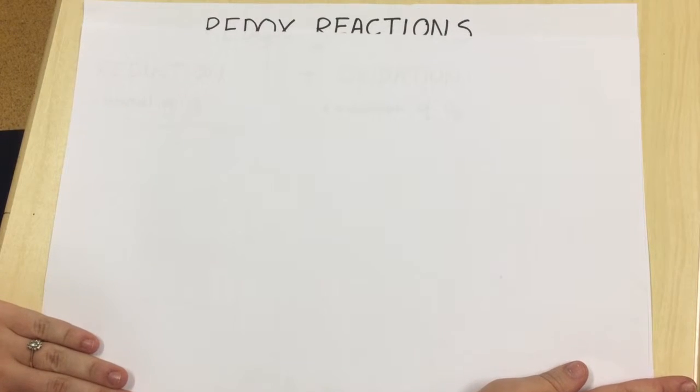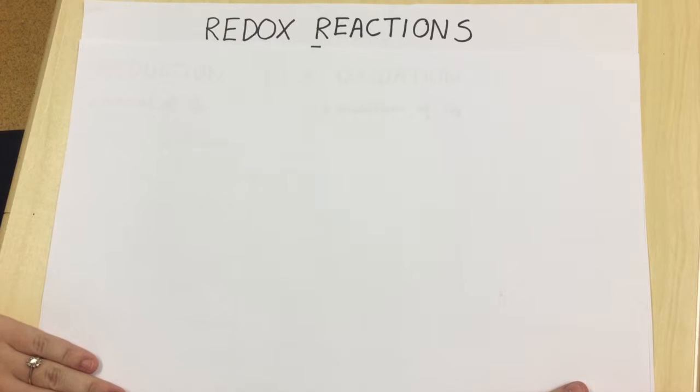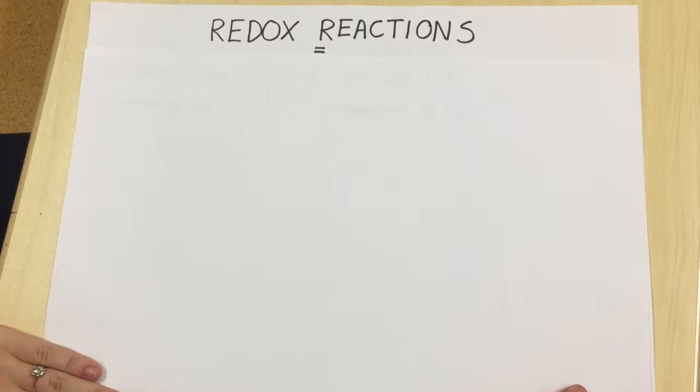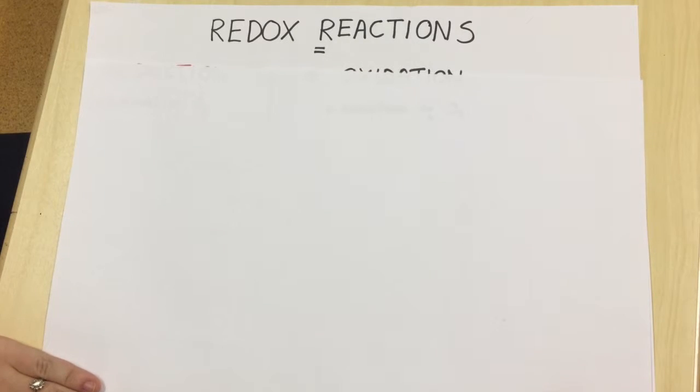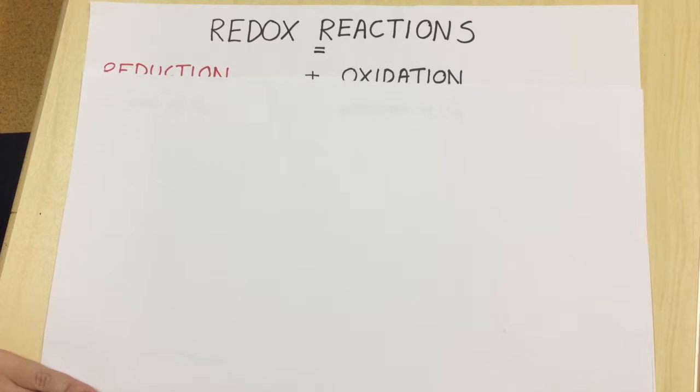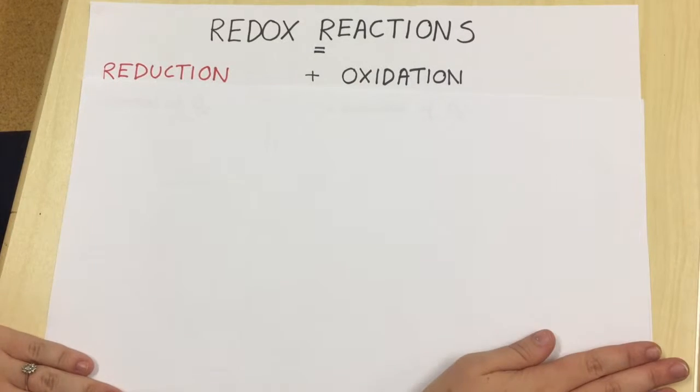There are three main types of reactions in chemistry, and one of them is redox reactions. Redox reactions involve a transfer of electrons between two species. Redox reactions contain two processes, reduction and oxidation, which are opposites of each other. There are different ways to define the two terms.